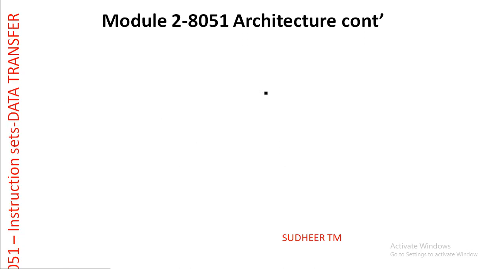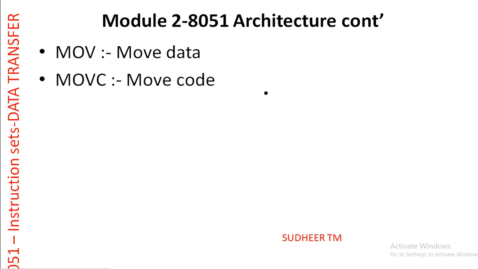Now we'll cover the first category, data transfer instruction. In data transfer instruction, the first subdivision is MOV, meaning move data. Already we used this instruction many times. Second one is MOVC, move code data. We already used this instruction while we explained indexed addressing mode. MOVC moves from the external code memory to the accumulator.